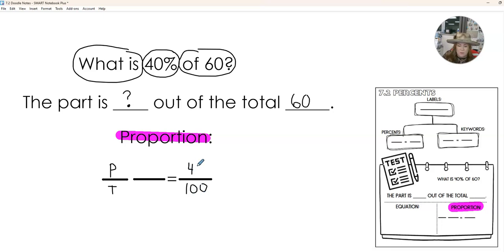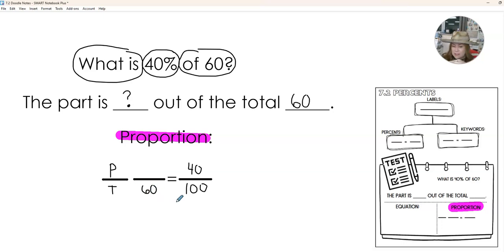And we know we have 40%. We know that. And we know our total is 60, out of 60. And we're looking for this part. What is this out of 60? If you have 40%, what is that? So we're setting it up. You have to think about what we know, though, to get things in the right spot.